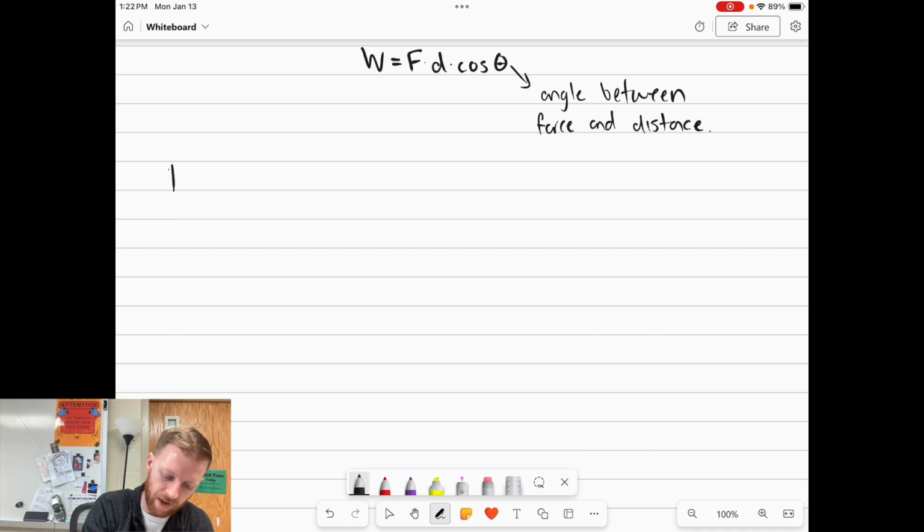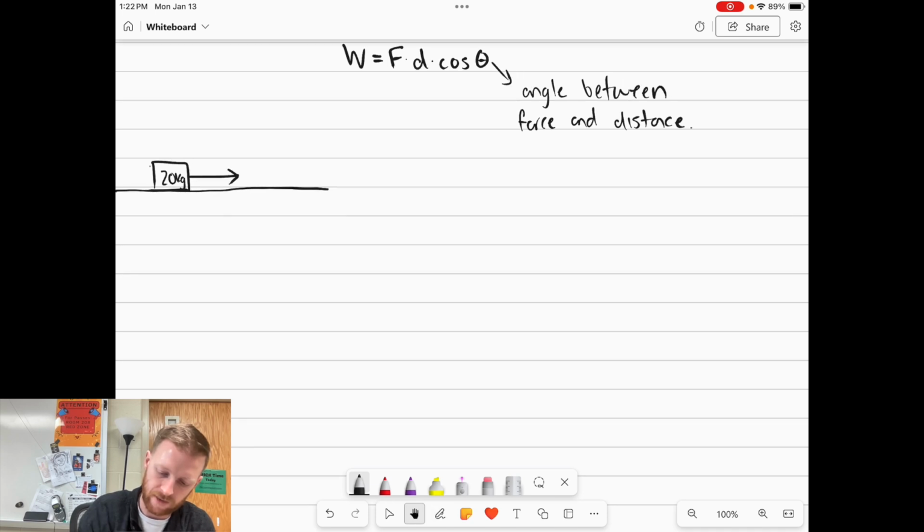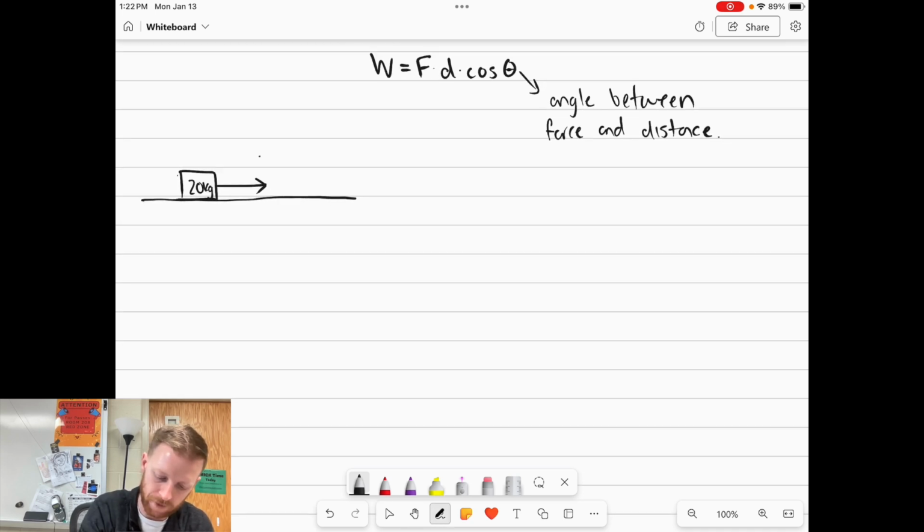We're going to have a box of some kind. This box weighs 20 kilograms. That's going to be the mass of it. And it's going to be pushed along a flat surface. So we're going to have a force to the right. This is going to be F push. So FP is going to be 100 newtons to the right. We're going to have a frictional force, or FF, of 40 newtons to the left.